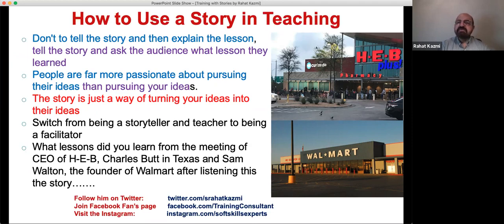So listen, guys, you should see I have two pictures here on the board. One is HEB. HEB is a very big store like Walmart in Texas. And the second one is, of course, Walmart, okay? Walmart spread and grew really fast compared to HEB. Walmart has stores worldwide. Even Asda in the UK is owned by Walmart. So of course, the CEO of HEB in Texas, his name was Charles Burt.